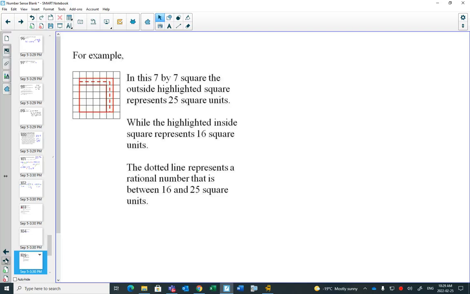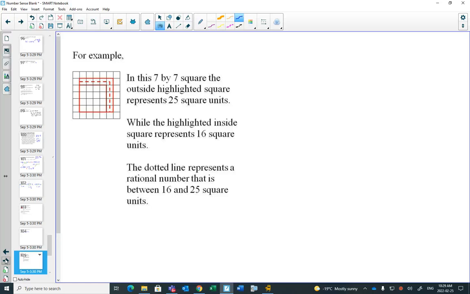So would you agree that here we have 4 by 4, outside is 5 by 5. So this would be 16 on the inside, 25 on the outside, and in the dotted line, the area would be somewhere between 16 and 25.